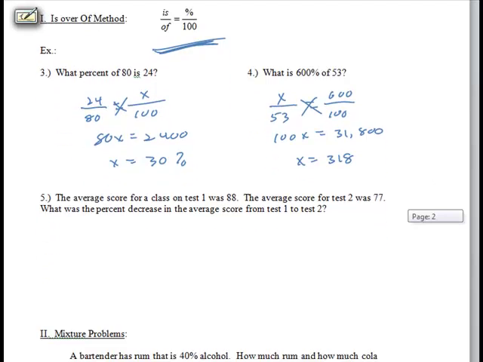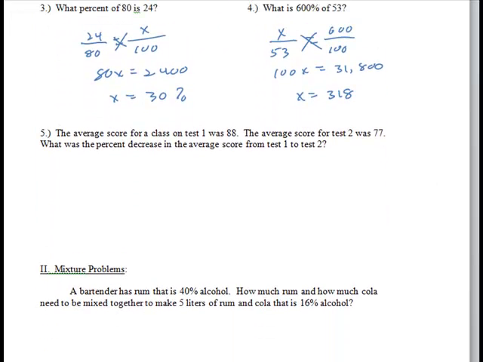Example 5. Read example 5, understand what's going on. The answer might not be quite as obvious as you think it is if you read it too quickly. Average test on test 1 was an 88. Average score on test 2 was a 77. What percentage decrease from test 1 to test 2 did we have?